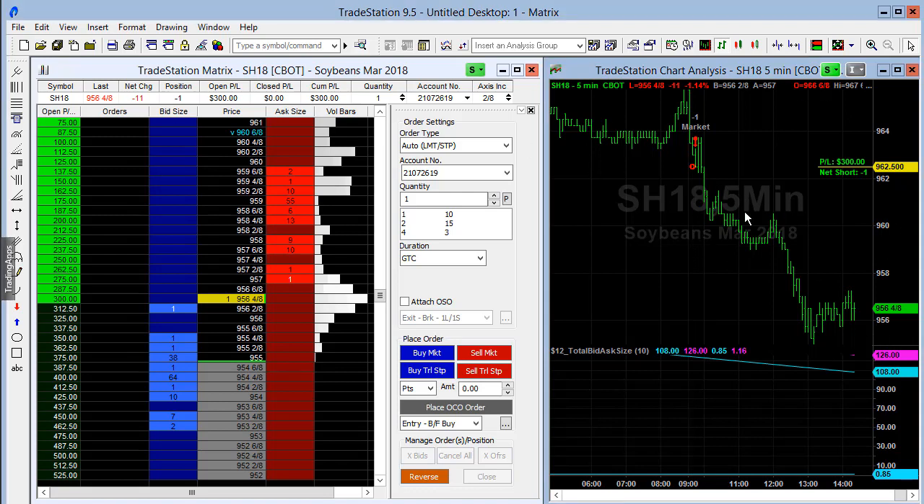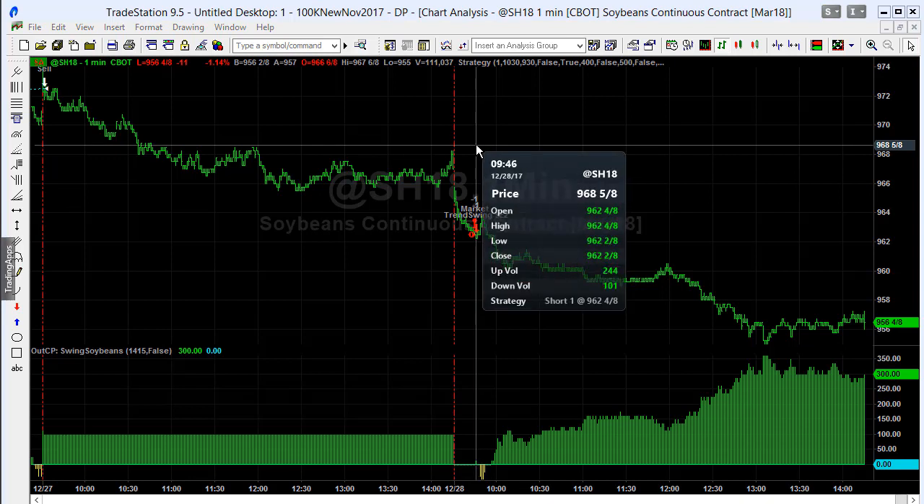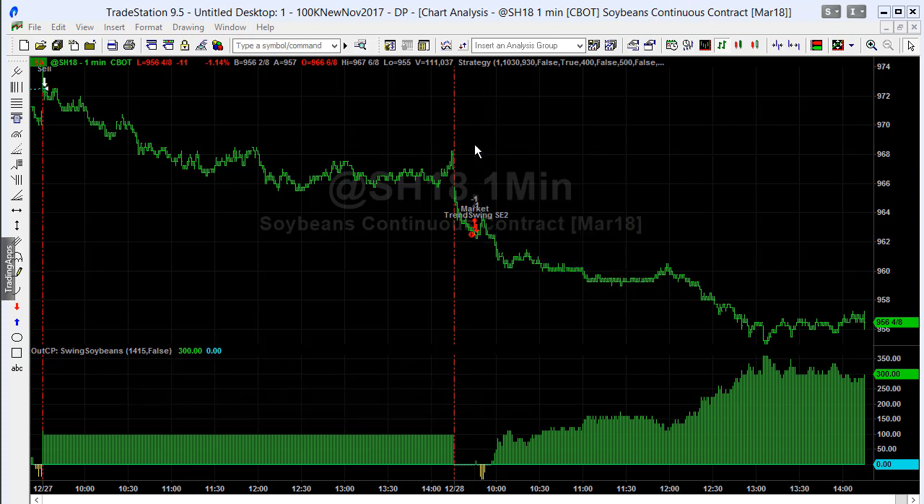I'm going to show you the actual strategy window. Here is the actual strategy window. It had another trade back here, but we're looking at this one right now. The signal, you can see two arrows. One's the bubble and one is the regular arrow. The strategy 962.5 got filled at 962.5. No slippage on the entry, and that is the strategy window for Soybean Swing.